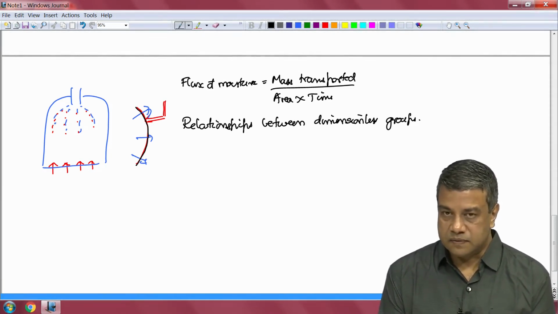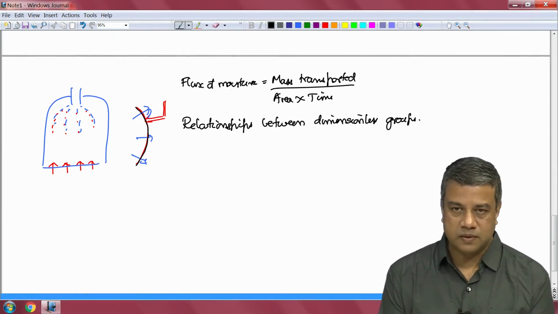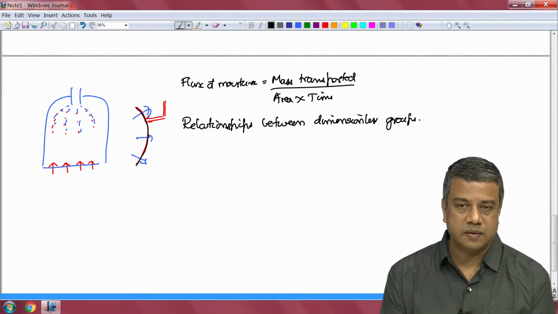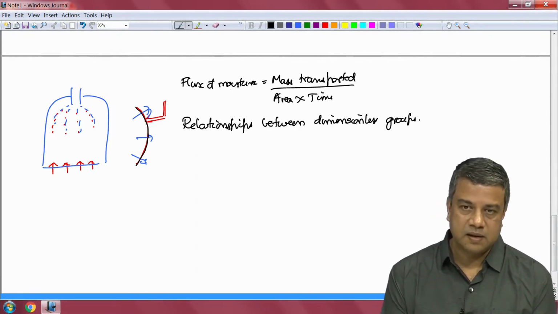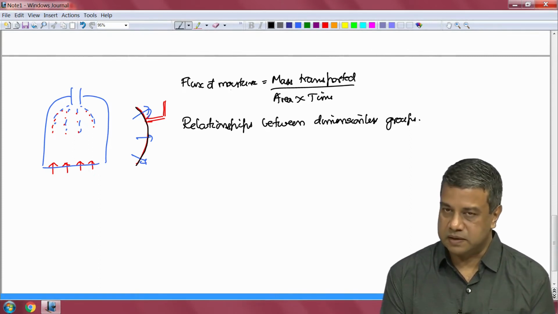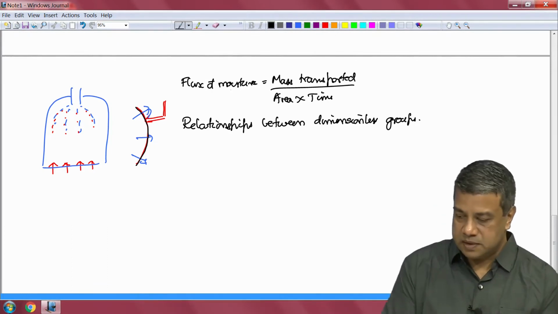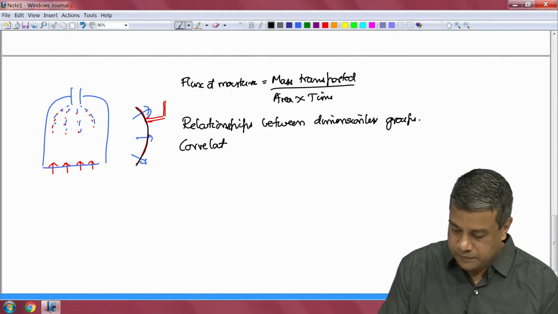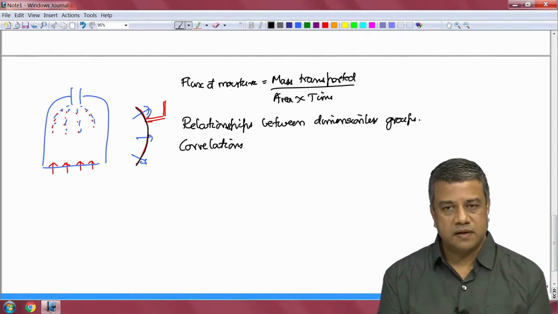In the case of mass transfer, for example, the concentration difference between the surface and the bulk will be one parameter, and the material properties of the fluid will be parameters. Okay. Similarly, heat transfer, the temperature difference will be a parameter, and the thermal and the mechanical properties of the fluids will be parameters. Okay. And based upon these, we get relationships between dimensionless groups. These are called correlations. Okay. And these correlations can be derived in one of two ways.